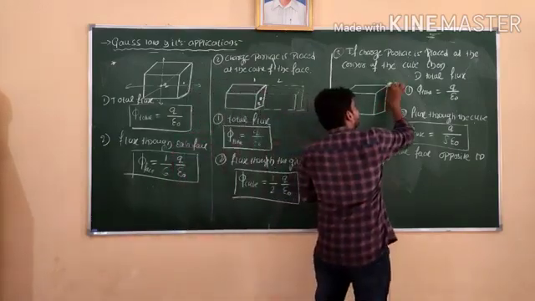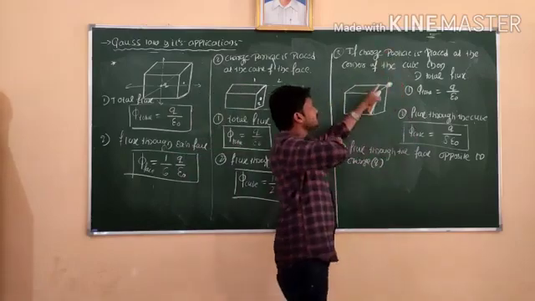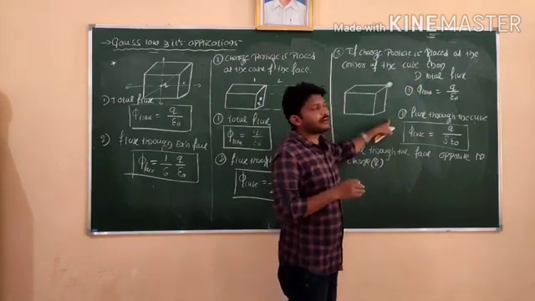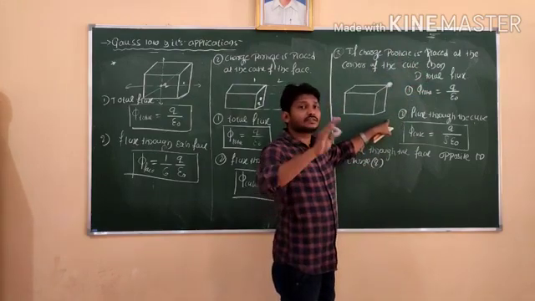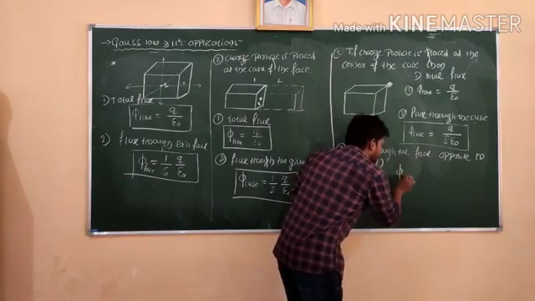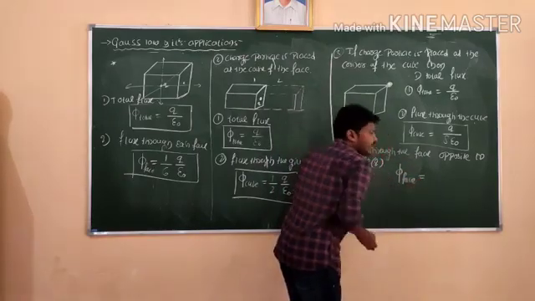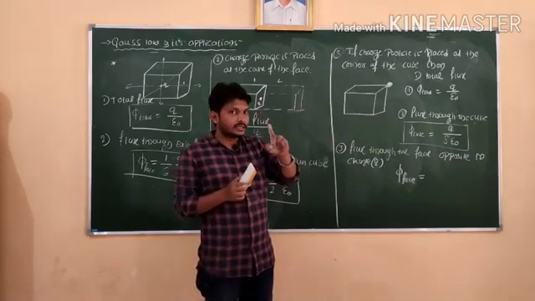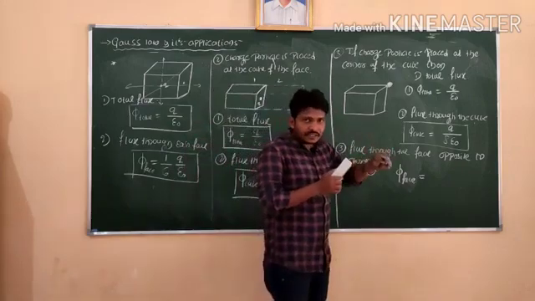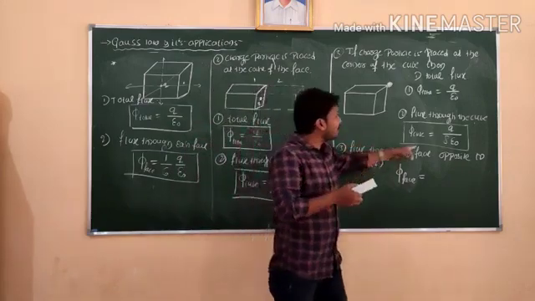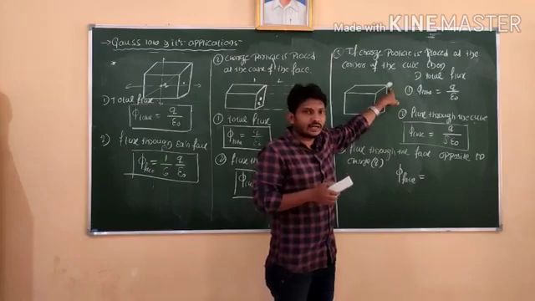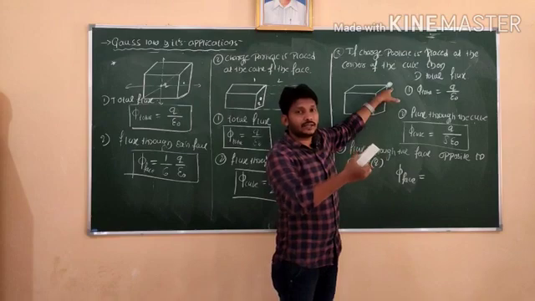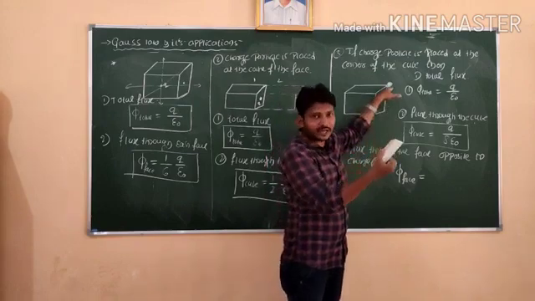So let me consider here. In case of this corner, 7 imaginary cubes will be present here. Out of the 7 imaginary cubes, I will consider the flux through each face. One cube consists of how many faces? One cube consists of 6 faces. Out of 6 faces, only 3 faces are opposite to this charge. I will consider the flux through each face that is opposite to the charge.